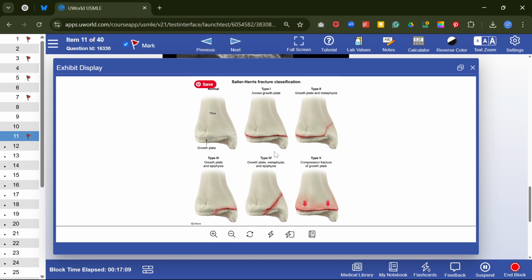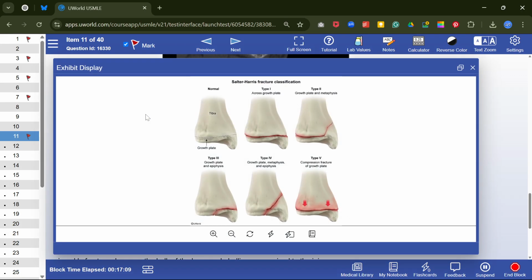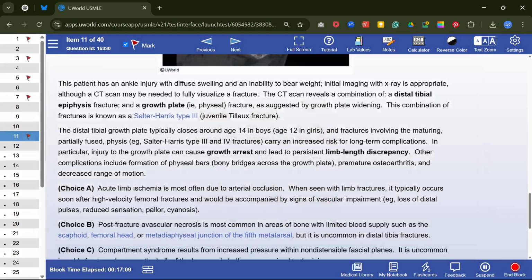Type 1 is a fracture across the growth plate. Type 2 is growth plate plus metaphysis. Type 3 is growth plate plus epiphysis. Type 4 is growth plate plus metaphysis plus epiphysis. Type 5 is a compression fracture of the growth plate. So it is metaphyseal and epiphyseal. Okay.